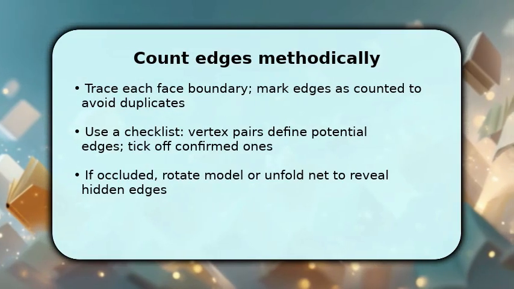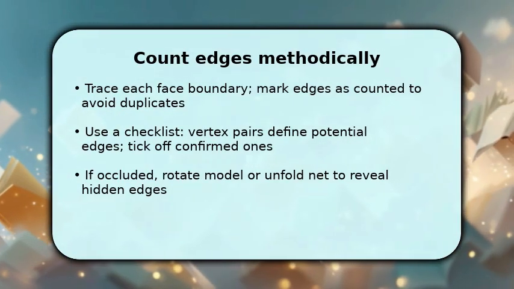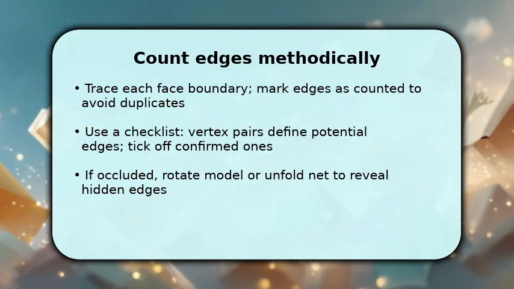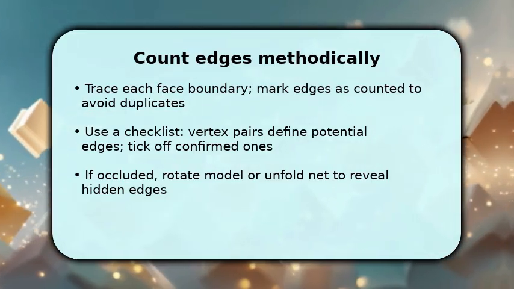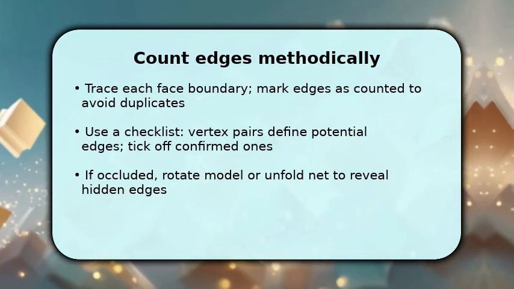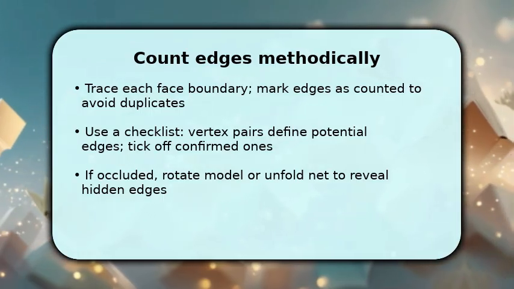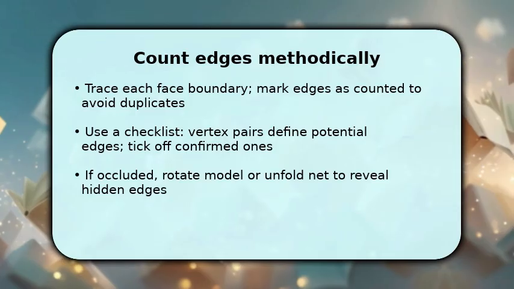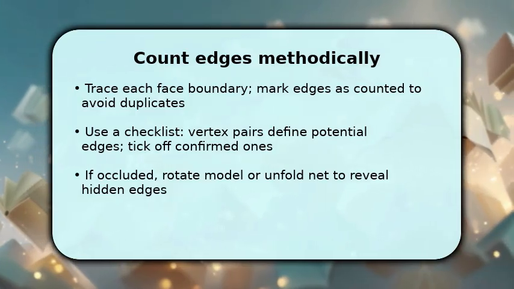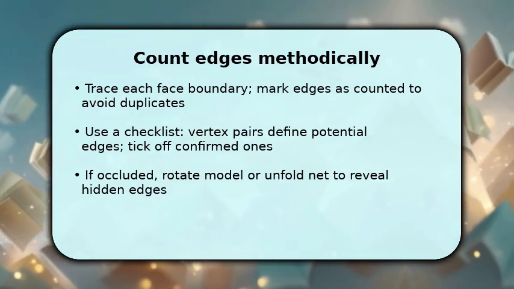Next, focus on edges. Follow each face boundary and trace every segment once. As you go, mark edges you've counted with a small tick so you don't recount shared edges between faces. You can also list vertex pairs. If 2 labeled vertices connect, that's an edge. Check them off as you confirm.